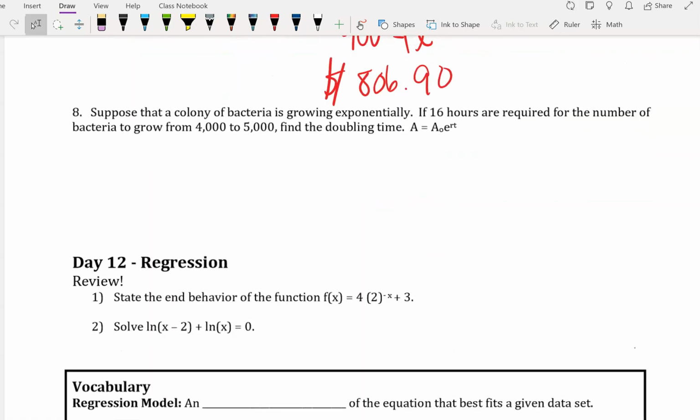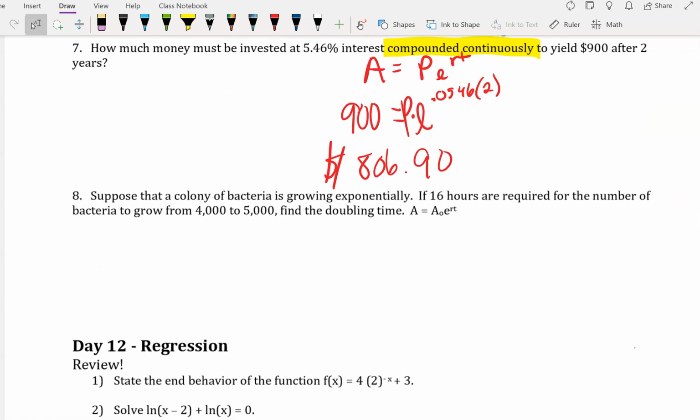Now we're finally at the last problem. Suppose a colony of bacteria is growing exponentially. If 16 hours are required for the number of bacteria to grow from 4,000 to 5,000, find the doubling time. So like always, we're just going to plug in what we know and use that to help find what we don't know. So we know we are growing to 5,000. So the amount that we end up with is 5,000.